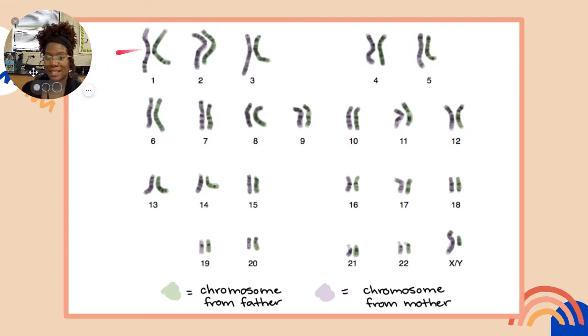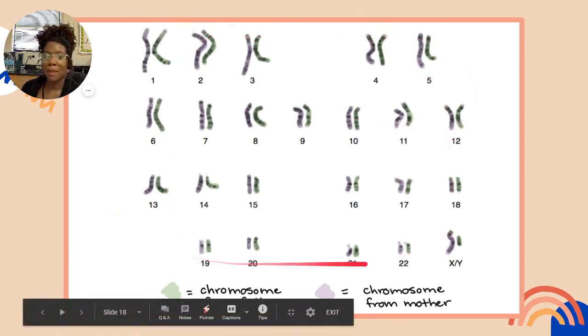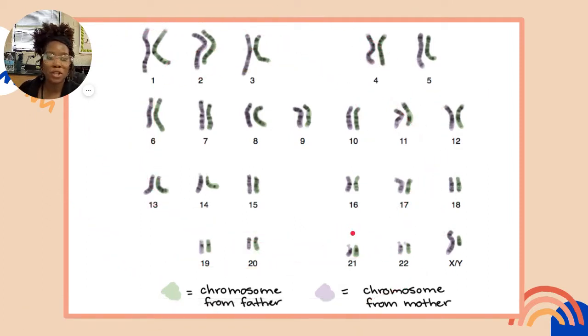So let me break it down to you, because I realize this is a little bit confusing. It was confusing for me in high school, and I'm sure it's confusing to you now. So this is what your chromosomes might look like. And this is what's called a karyotype. It's just where they take the chromosomes, they stain them, and they make a pretty picture from them.